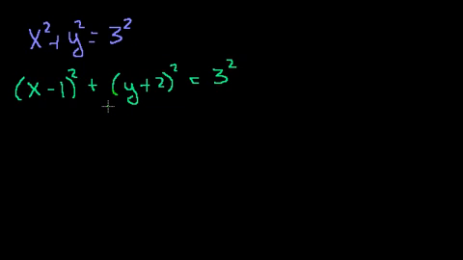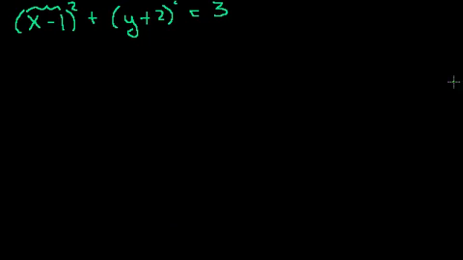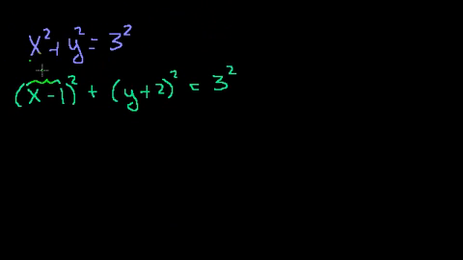Now all of a sudden this looks really complicated and daunting and all the rest, but all you have to recognize is we just substituted an x minus 1 for the x, and we just substituted a y plus 2 for the y.